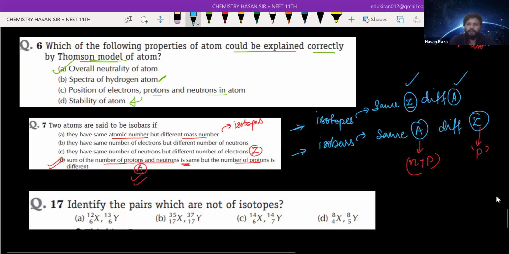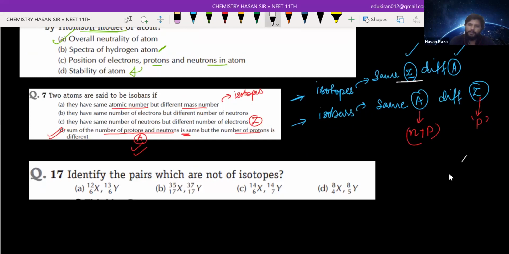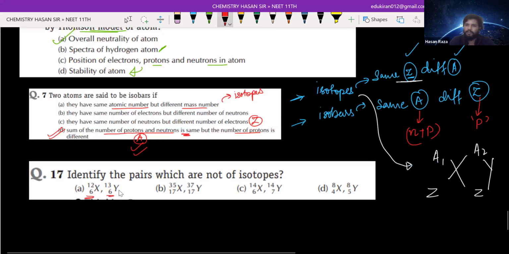First of all, Akib, you need to remember what isotopes are. Isotopes means same atomic number. That means if there are two elements with the same atomic number but different mass number, they are isotopes. So if you see carefully, same atomic number, different mass number, it is an isotope.